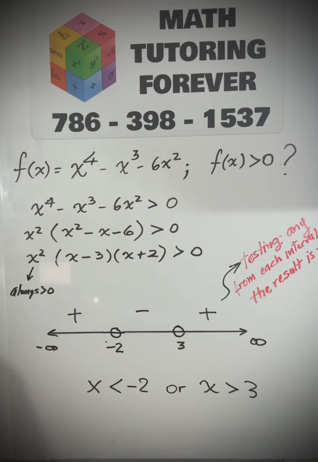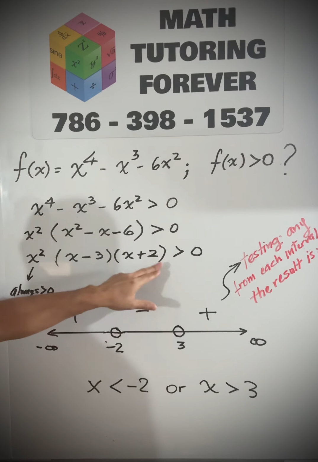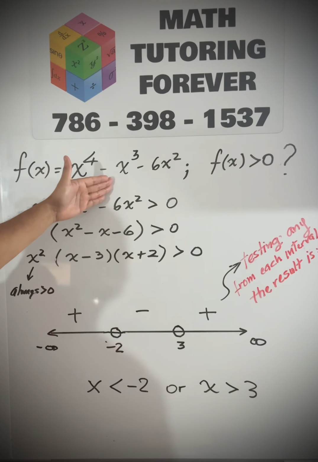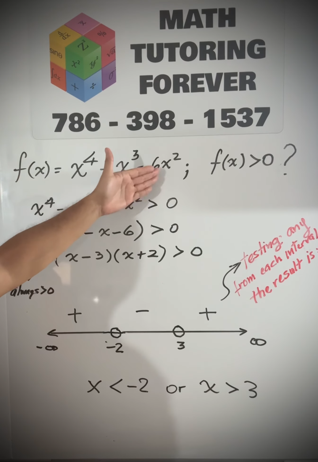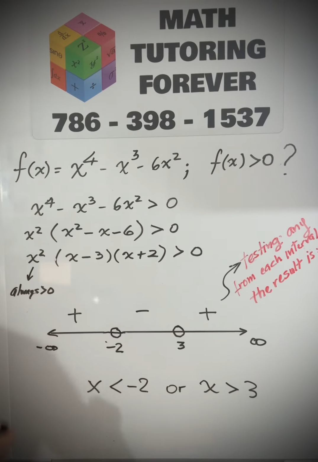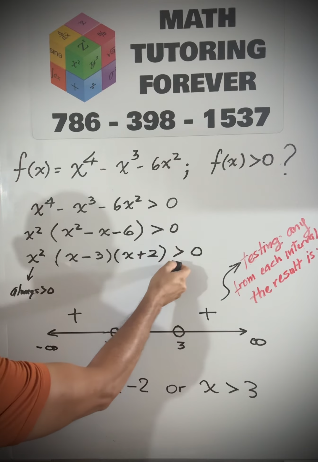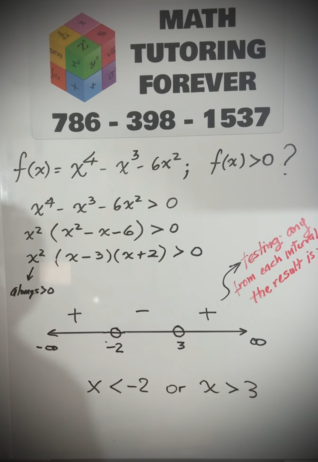Our advantage is that this is a quadratic trinomial, and probably we can factor it as well. Indeed, we can factor this trinomial using trial and error: x minus 3, x plus 2. In other words, my function is not x to the power 4 minus x to the power 3 minus 6x squared anymore. Now it's x squared times x minus 3 times x plus 2, and this has to be greater than 0.